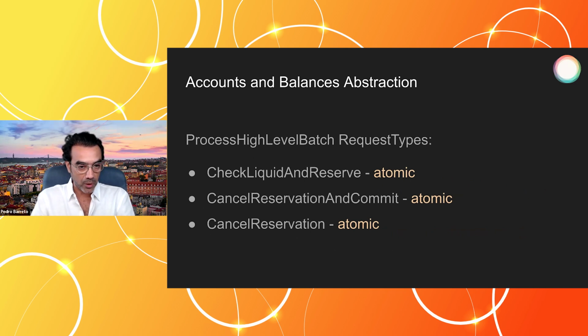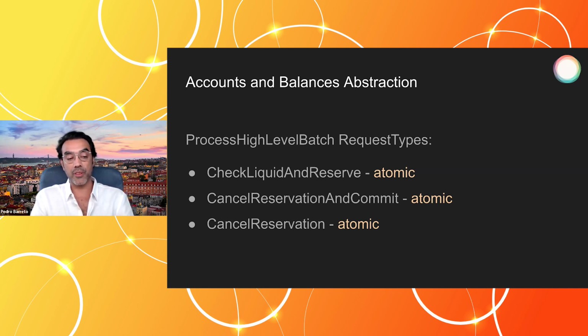So a bit more detail on the high-level batch request types. I'm sorry for being very specific in here and showing a bit of code-like words, but I think this captures really nicely what we have in here. So we have in Mojaloop a preparation of a transfer, and we have the fulfillment of a transfer. And we have mapped those two main high-level parts of the flow of a transfer to two important requests: check liquidity and reserve, and then cancel reservation and commit. So these map nicely to doing a prepare and then doing a fulfill.